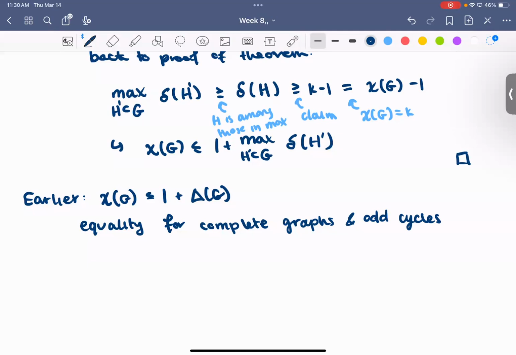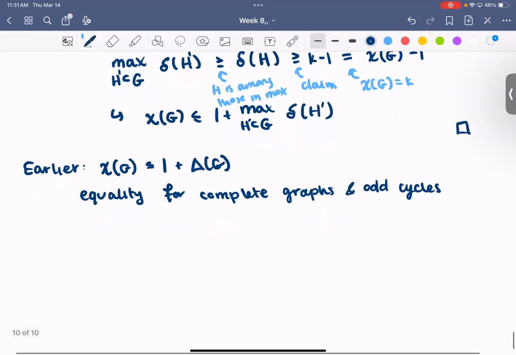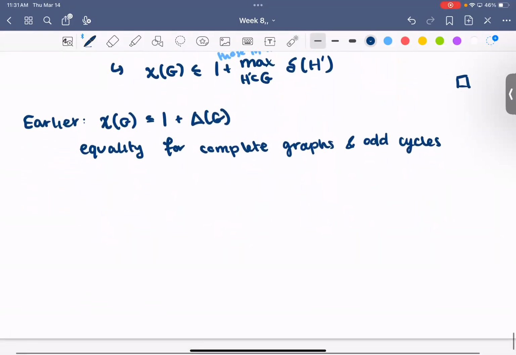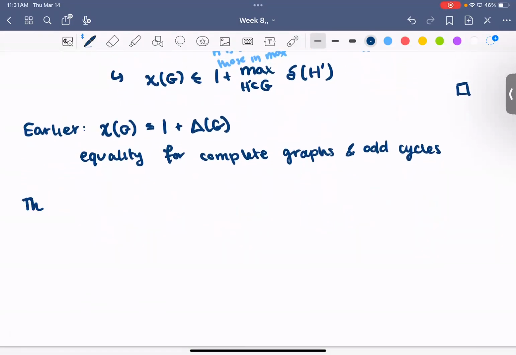And the statement of that is a theorem called Brooks' theorem. And the way the proof works is just by picking the vertex ordering more carefully when we color the vertices. So I'll write the statement and then maybe I'll make a comment about why it's useful. So here's the theorem, and this is called Brooks' theorem.